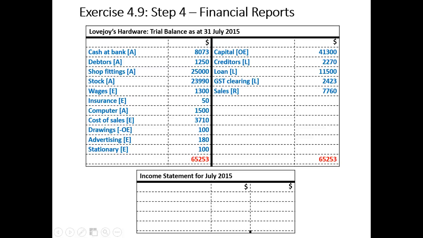For the first time, we're going to follow this through all the way to a fourth step, which is preparing the financial reports. That's basically the point of accounting, is to make these reports. So what we want to do is turn our trial balance into an income statement and a balance sheet.